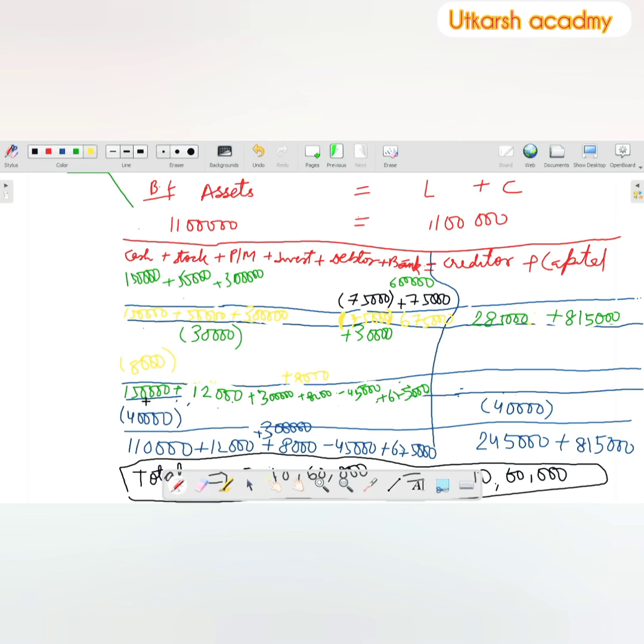Okay. Now these are the totals: 1,50,000, 12,000, 3 lakh, 8,000, minus 40. These are all just adjustments made. Okay. Here we'll write 2,85,000 plus 8,15,000.